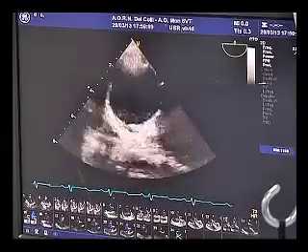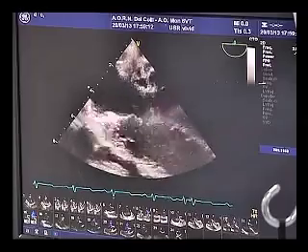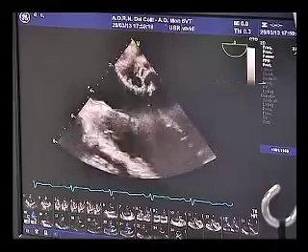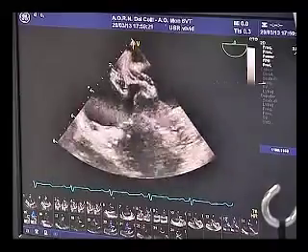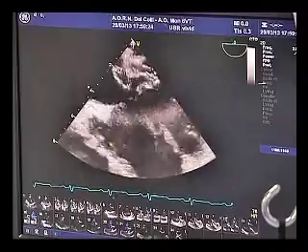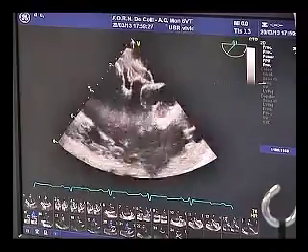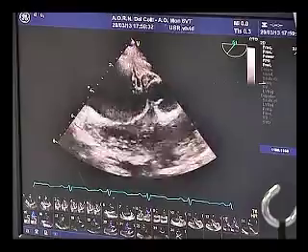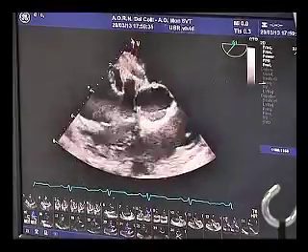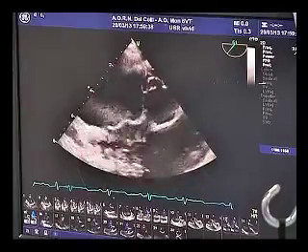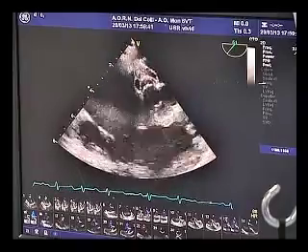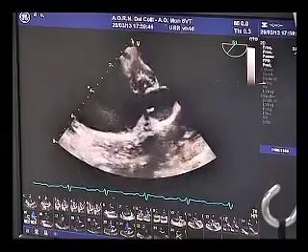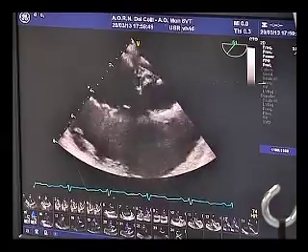Okay, let's check the stability and the position of the device, and then we will leave it with just the right position. 45. Solid. Seems a good position. We try to retrieve, to push, and it seems stable. Okay, we will leave it.